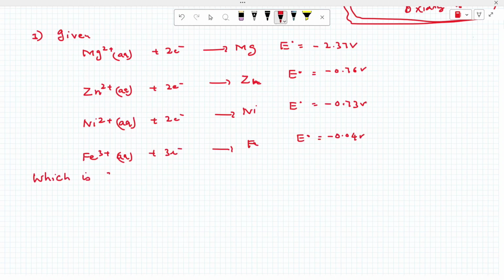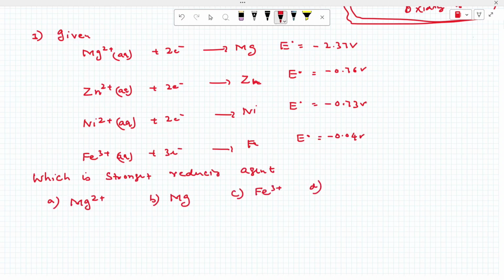Which is the strongest reducing agent? Reducing agent. Now class will get cut, so take a 5 minute break and then you can join. Okay. Option A, magnesium 2 plus. Option B, magnesium. Option C, Fe3 plus. Option D, Fe.